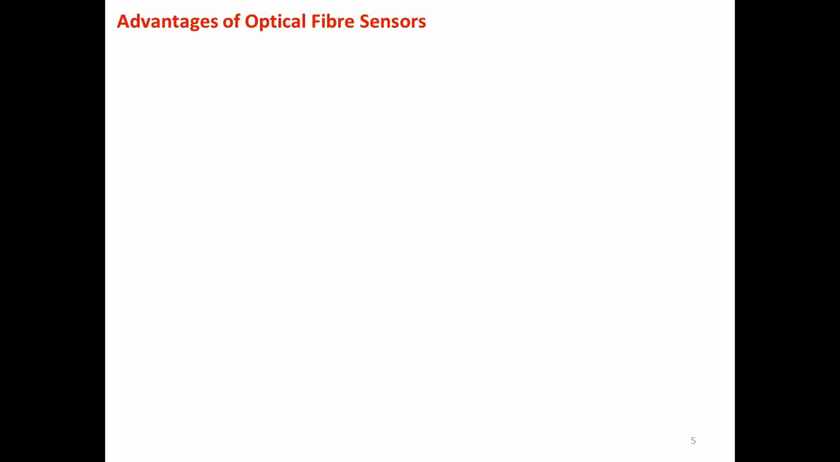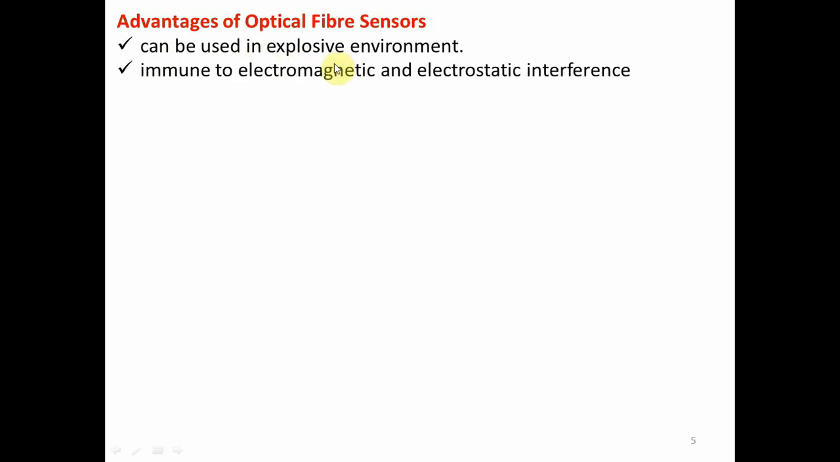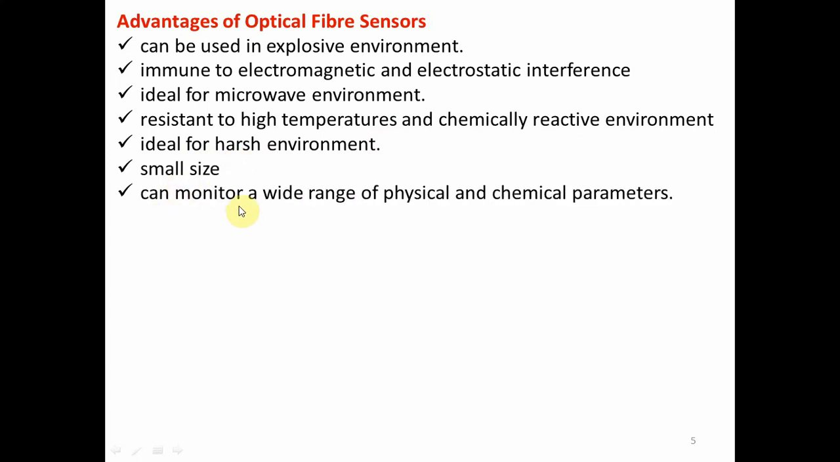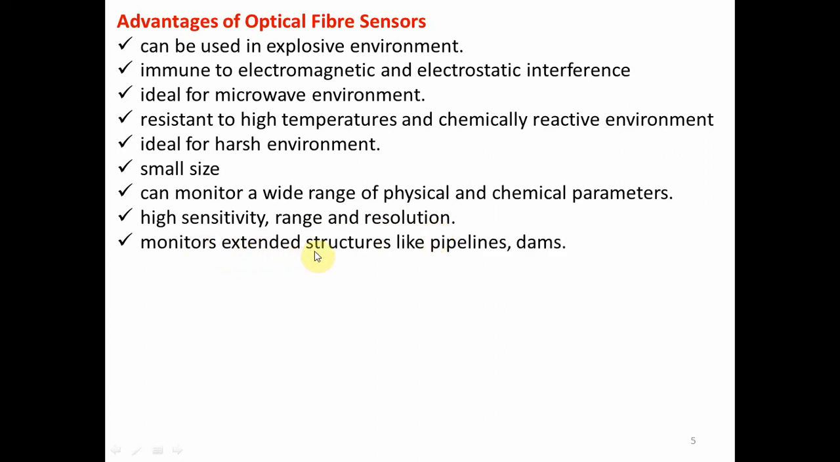Then advantages of optical fiber sensors. They can be used in explosive environments, immune to electromagnetic and electrostatic interference, ideal for microwave environments, resistant to high temperatures and chemically reactive environments, ideal for harsh environments. They are small in size. They can monitor a wide range of physical and chemical parameters. They have high sensitivity, high range and high resolution. They monitor extended structures like pipelines and dams.